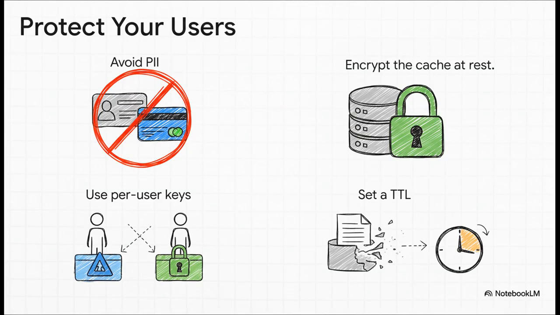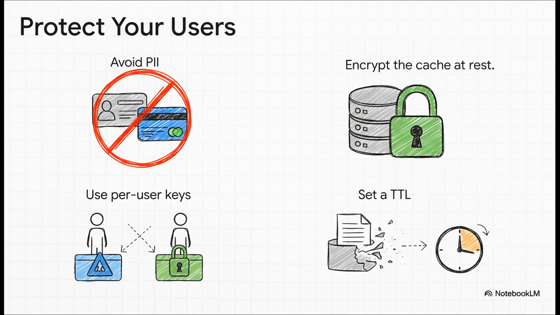So, how do we keep our users safe? Well, rule number 1, the big one. Avoid caching any personally identifiable information. Period. If you absolutely have no other choice, you need to put some serious protections in place, like encrypting the entire cache or using keys that are specific to each user so their data can't get mixed up. And finally, always use a TTL. That stands for time to live. It's basically an expiration date that you stamp on your cache data, so you can be sure it doesn't live in your system forever.